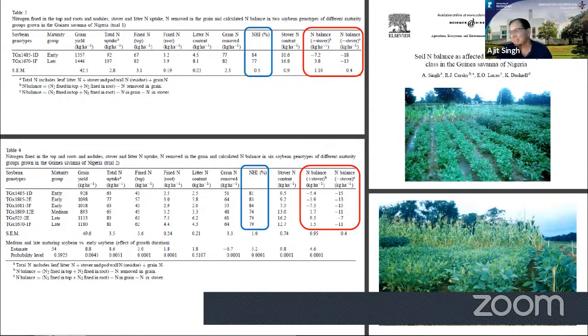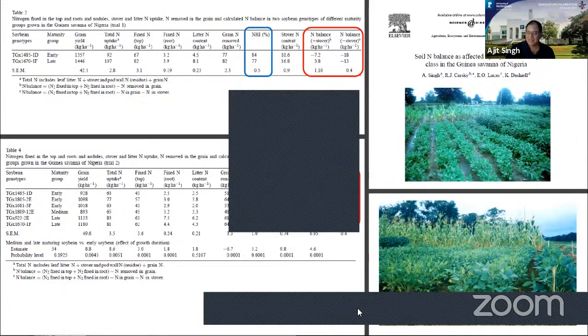We all feel that, yes, we are growing legume and it's going to improve the soil and add nitrogen. But based on this calculation, you can see that the N balance is negative. Same here. N balance is negative up to 15 kg per hectare, quite high. Yes. Next slide, please.